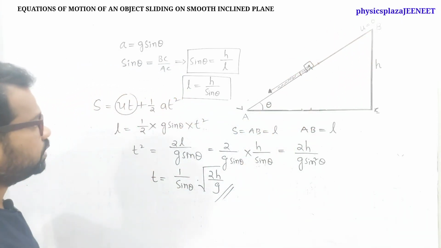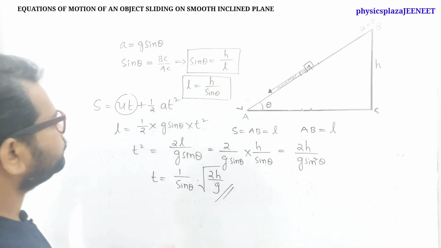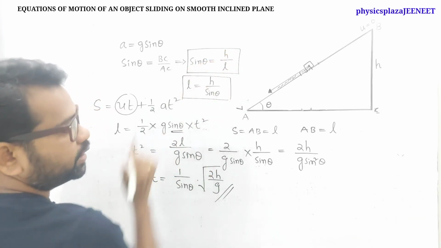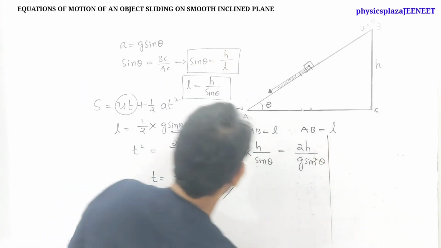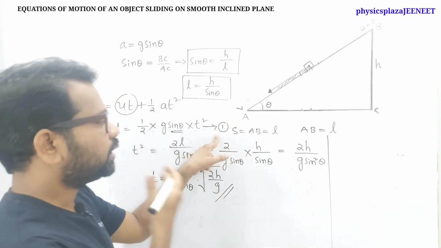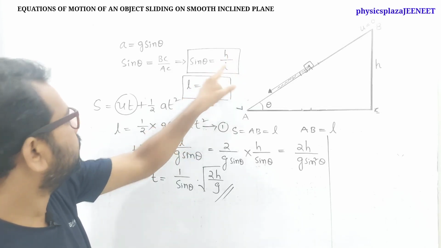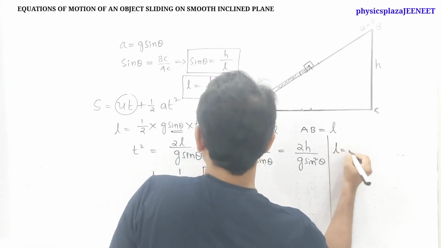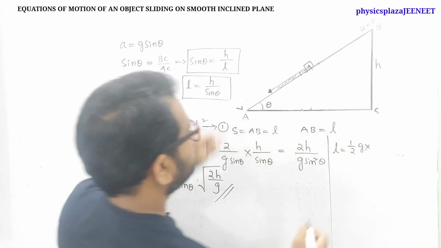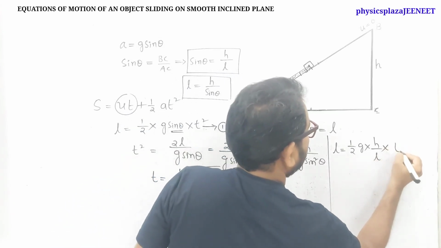Children, here you may get a doubt: sir, why did you substitute L is equal to this? Even if you want it in terms of H and L, you can write sine theta is equal to H by L. So we can also write the equation like this, and everything will change from here. What conclusion do we want actually? Suppose in the place of sine theta, let us substitute H by L. Then what will you get here? L is equal to half into g into H by L into t square.